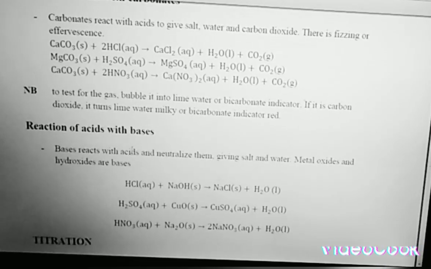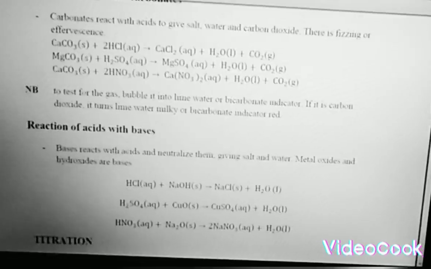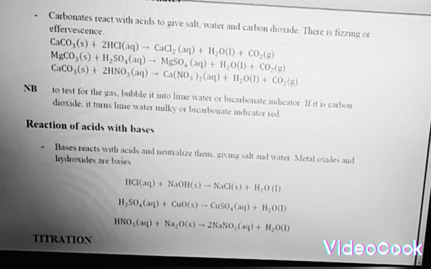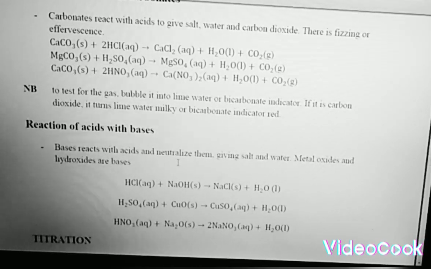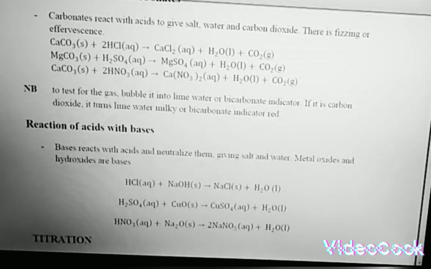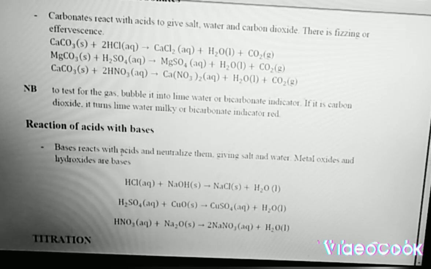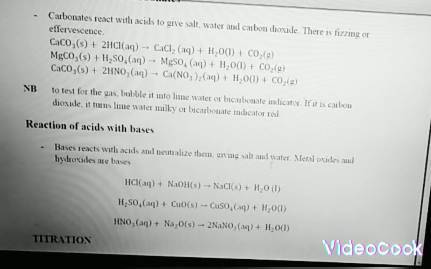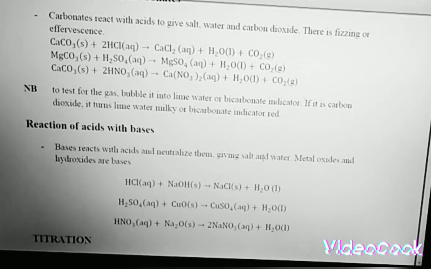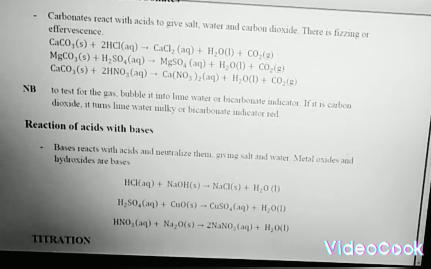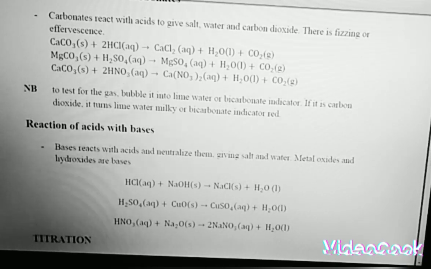But then what about when we react acids with bases? What happens? Bases actually react with acids and they neutralize them. What is neutralization? We are saying a base has a lot of OH minus hydroxide ions, and an acid has a lot of H plus. So when we react the H plus and the OH minus, they neutralize each other, they give us water. So the remaining ions will then give us what? Salt.